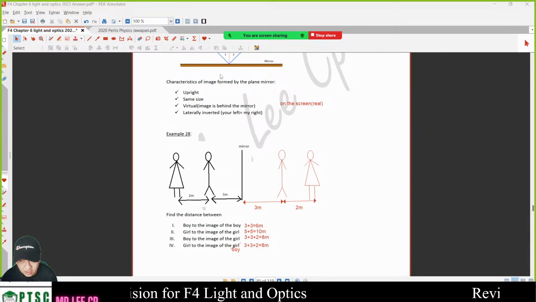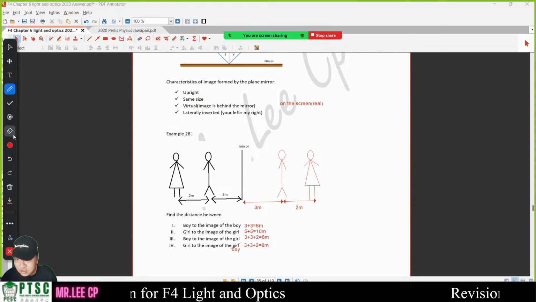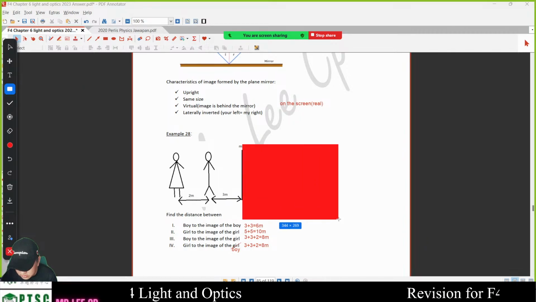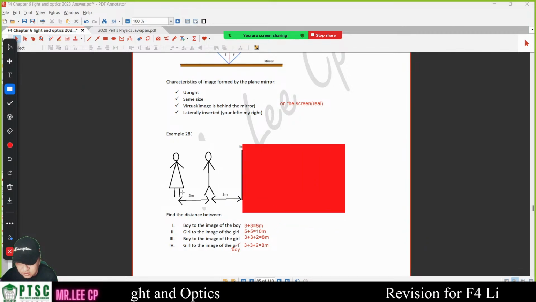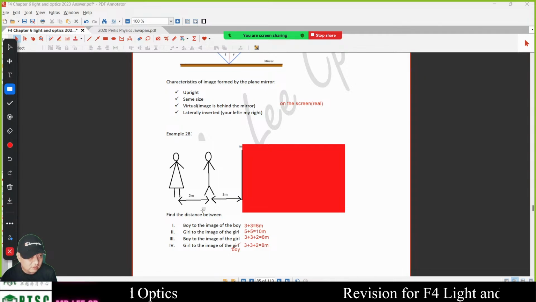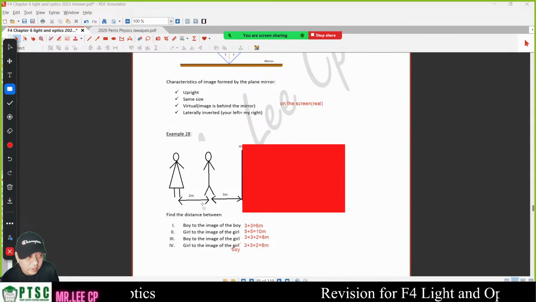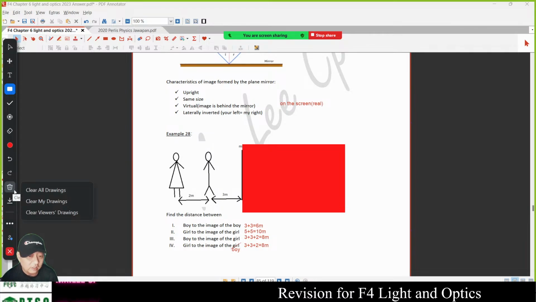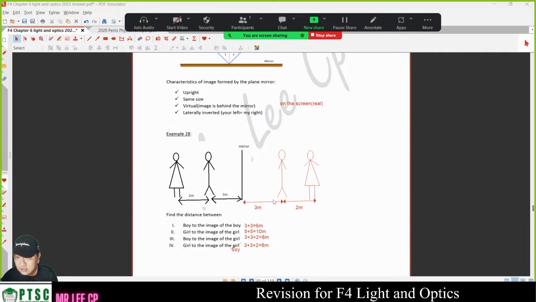This one is the original question. The original question doesn't have this one. You just see this one and the mirror. Okay, they ask you what is the distance between the boy and the girl, what is the distance between the boy to the girl's image? You need to know how to answer that.